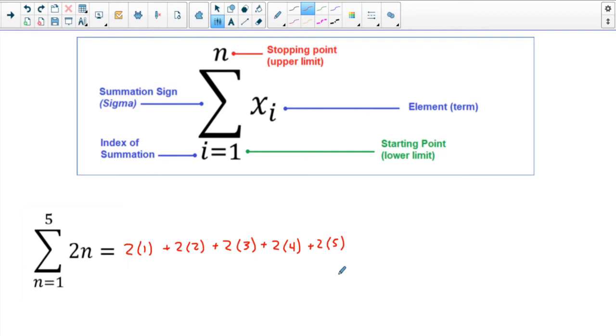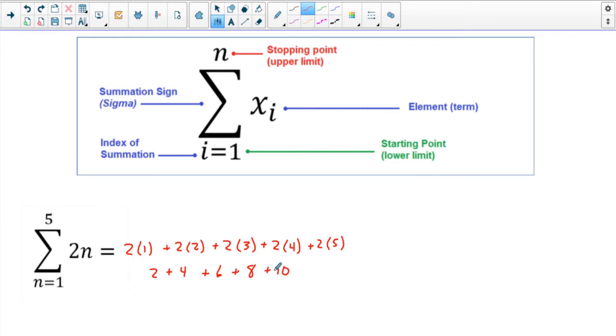From here, I'm just really using PEMDAS, or if you want to be clever, you could factor out these 2's. You could do that also. But let's just do this the straightforward way. 2 times 1 is 2. 2 times 2 is 4. 2 times 3 is 6. 2 times 4 is 8. You can probably see the pattern here. It's just giving us even numbers. 2 times 5 is 10.